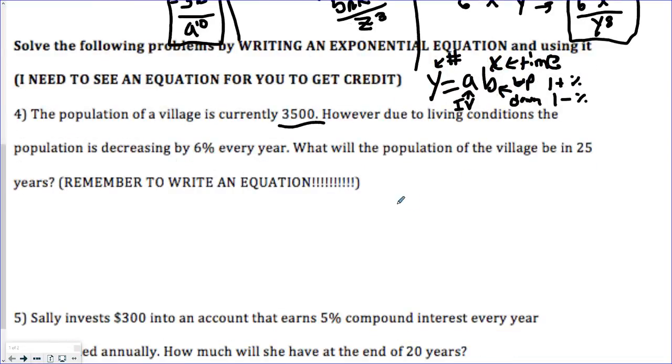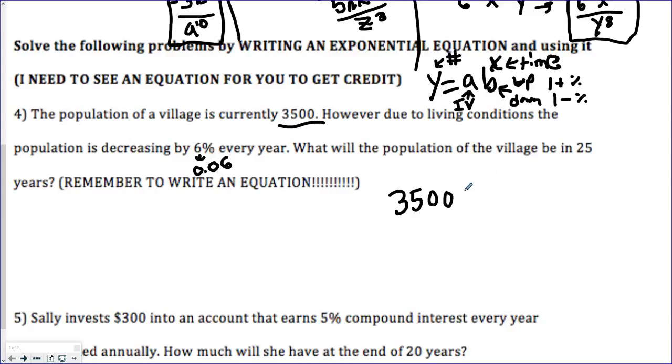So that's my A. That's my initial value currently. Be on the lookout for the word currently because that's going to clue you in that's your A. Due to living conditions, the population is decreasing by 6%. Now I have to be careful here because I don't want to use 6. 6% as a decimal is 0.06. So this is the number I'm going to use as my percent.